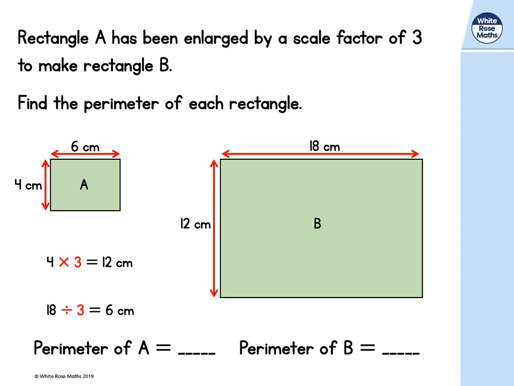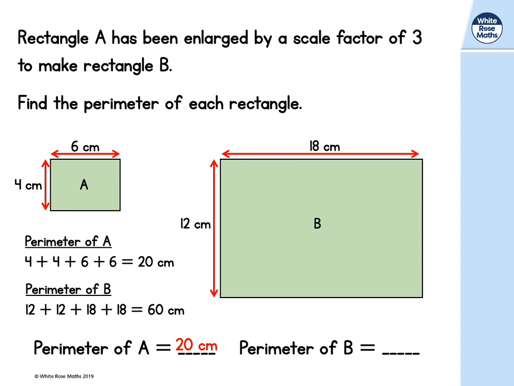What about the perimeter? Well, I can calculate the perimeter of A. I can see that it would be 4 add 4, thinking of opposite sides of a rectangle being the same, and 6 add 6. I can see that 4 plus 4 plus 6 plus 6 is 20 centimeters. And for rectangle B, I can see that it would be 12 plus 12 plus 18 plus 18 equals 60 centimeters. So the perimeter of B is 60 centimeters. I can see that the perimeter of A and perimeter of B has also increased by a scale factor of 3. I wonder if this is the same for the area.